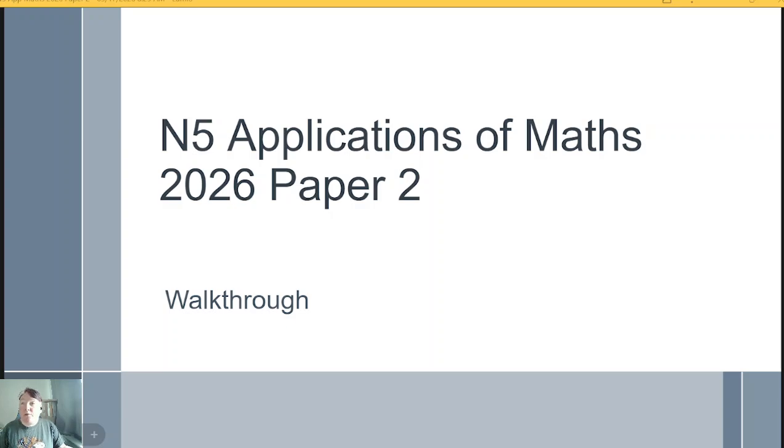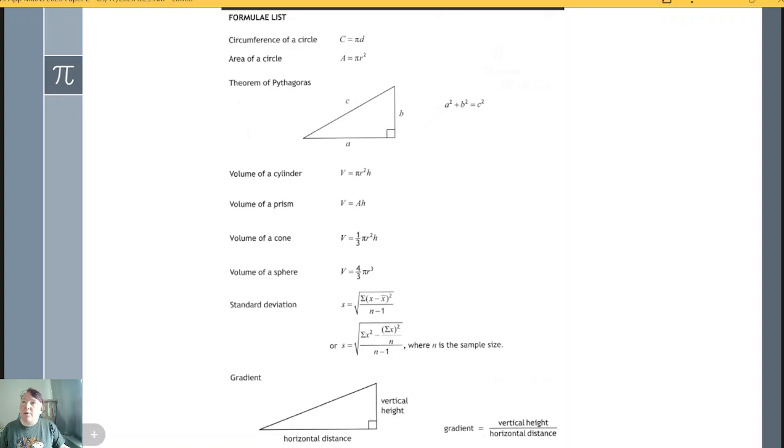Welcome to my walkthrough of the Nat 5 Applications of Maths 2026, Paper 2. This is the calculator paper. So we have the formula sheet. Again, we will reference this as we go through. Wherever it's relevant, I'll pull the information straight into the page that we're working on. In the exam itself, remember, if you get stuck, look at the formula list. It may just have the information you can't remember on it.